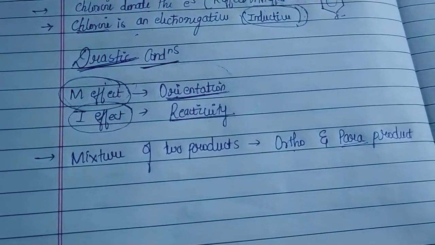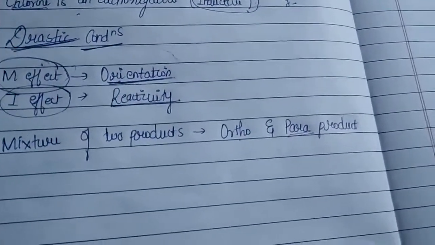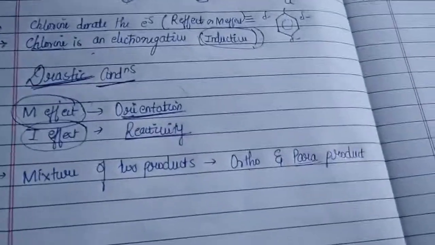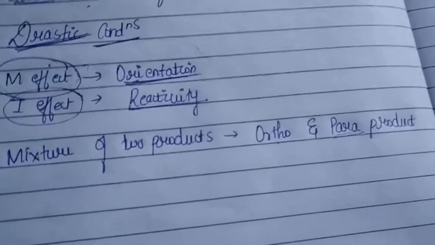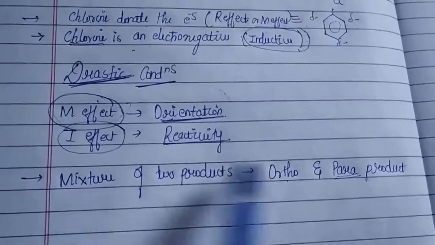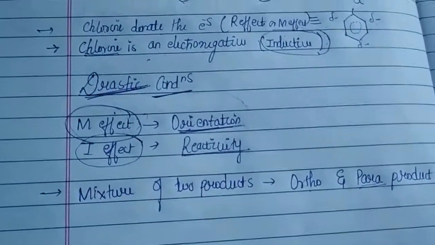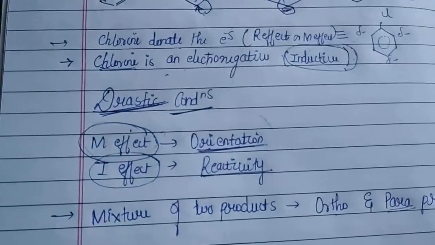Now the question arises: of course, sir, we are going to get two products, but will they be 50-50%, or if one will be higher, which one could be higher? So first I will clear your first doubt. Remember, whenever we get this mixture of two products in the electrophilic substitution reaction of chlorobenzene, of course they will not be in a 50:50 ratio. They are not obtained in a 50:50 ratio. So then the next question arises.